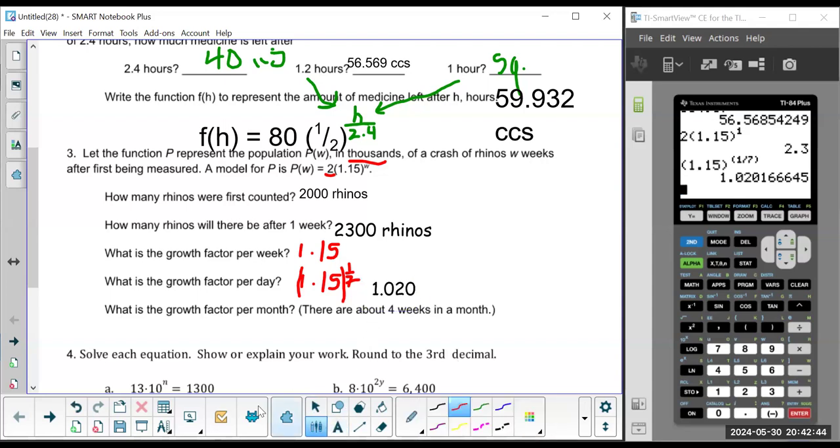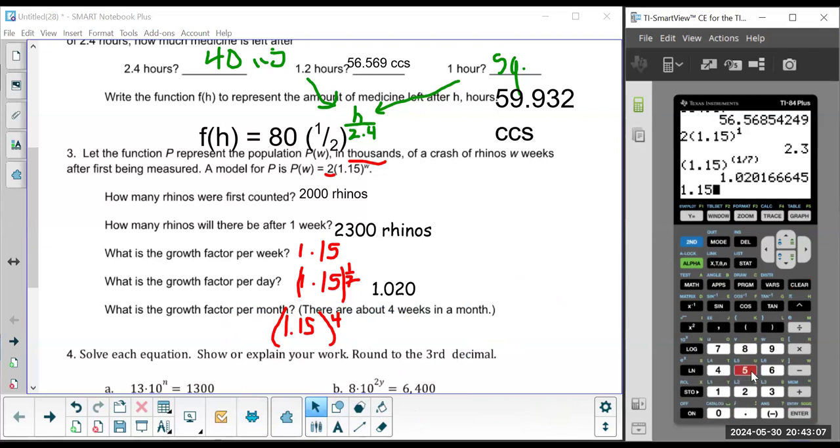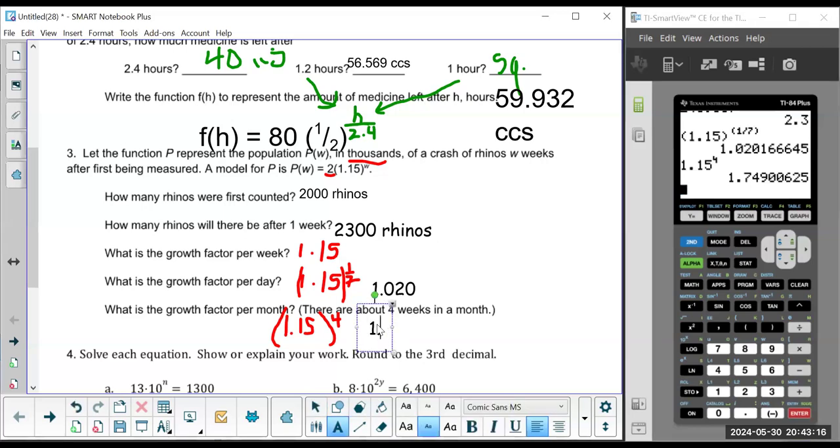And then the same thing with the next one, but now it's asking me per month. So that means I'm actually going to have more. This is going to compound more often. If there are about 4 weeks in a month, I'm going to have it to the 4th. So there are 4 weeks, and it's going to grow exponentially 4 times. So 1.15 to the 4th is 1.749. That will be my answer for that. All right, that's it for 1, 2, 3.